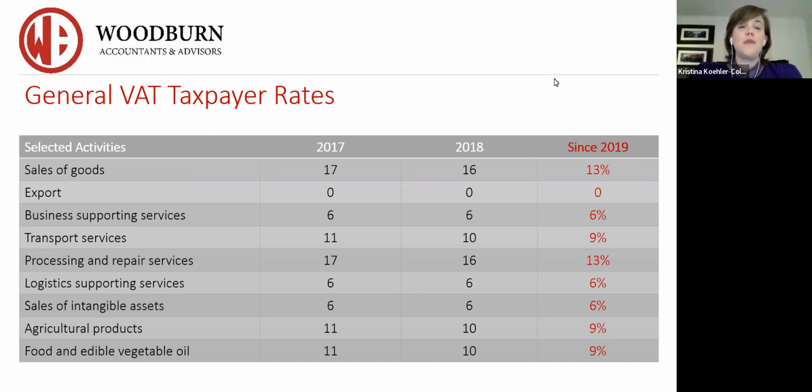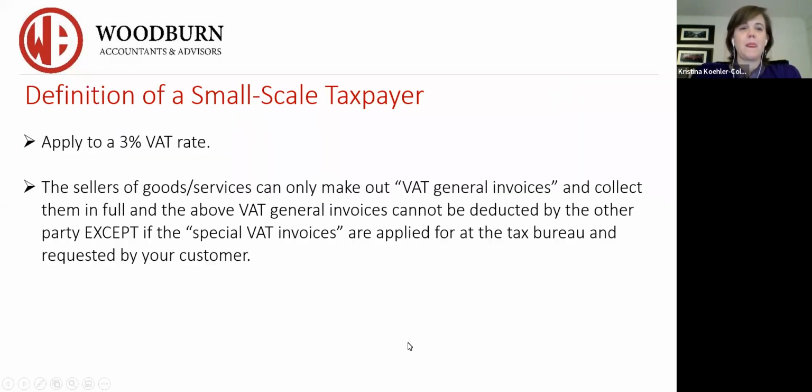Now, the current general VAT taxpayer rates are as follows on this table. As you can see, the items in red are the rates since 2019. On the sale of general goods, it's at 13%. If you are a service-oriented company, then business supporting services is at 6%. Transport is at 9%. Logistics is at 6%. So there we go. You have a list right there that you can review at a later stage.